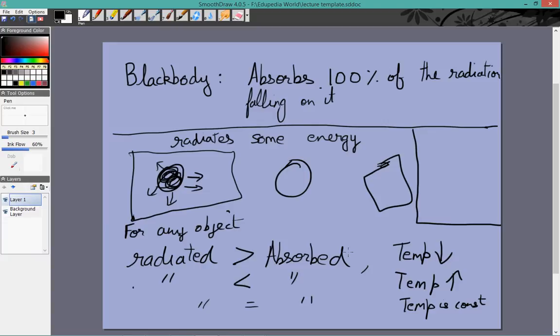And this is where students get confused, because they think a black body means it does not radiate any energy. No, a black body means it does not reflect any energy falling on it. It absorbs all of it, but if it is absorbing energy and it is in equilibrium, it has to radiate energy. In fact, not only does the black body radiate energy, the black body radiates the most amount of energy, because it absorbs the most amount of energy.